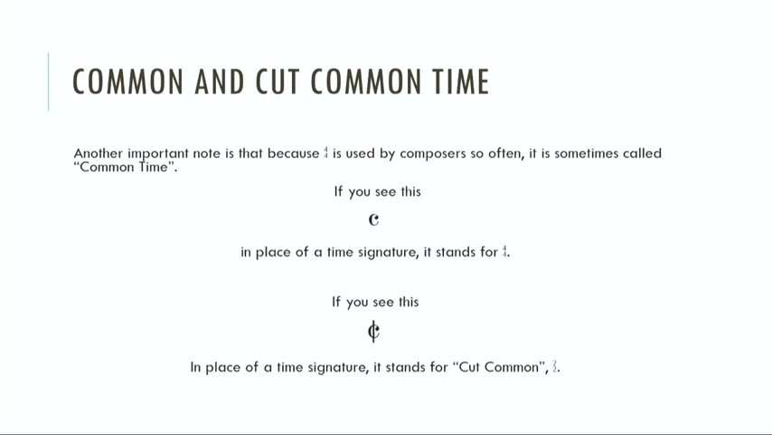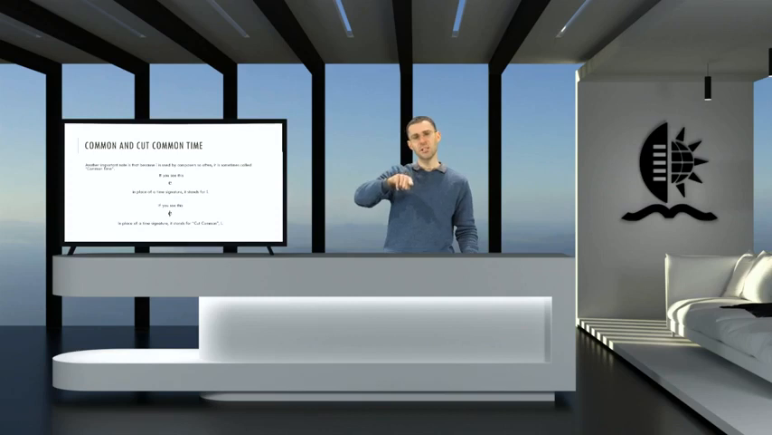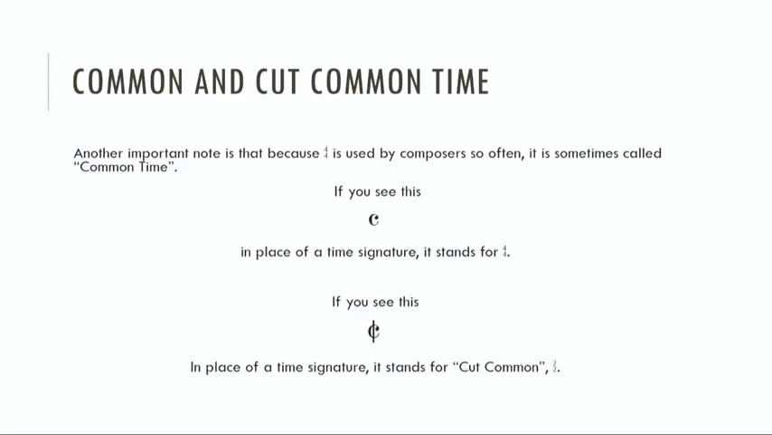Likewise, if you see the C with a line going through it, that means it's 2/2 time, or cut common. That's sometimes what it's called. So if you see any of these abbreviations instead of a time signature, C means 4/4, C with a line through it means 2/2.